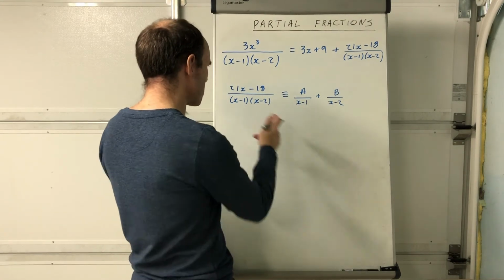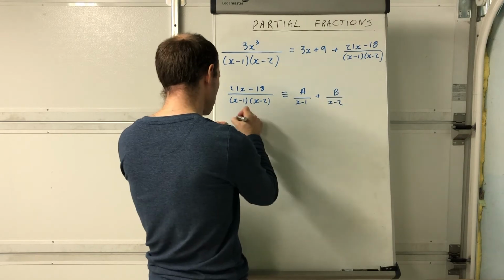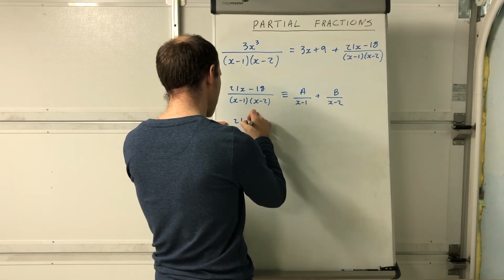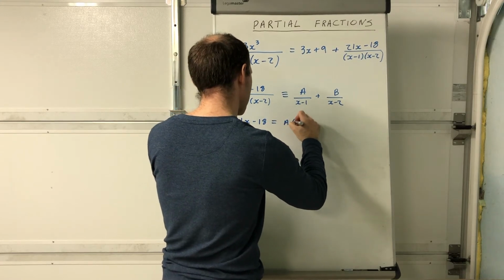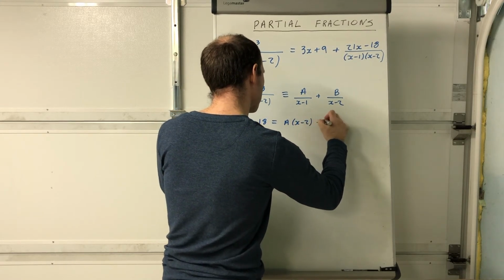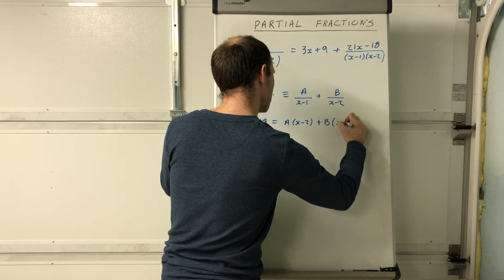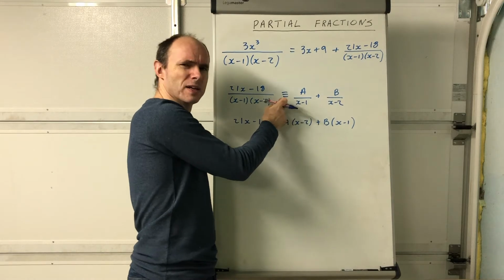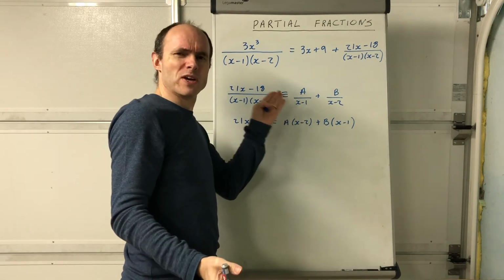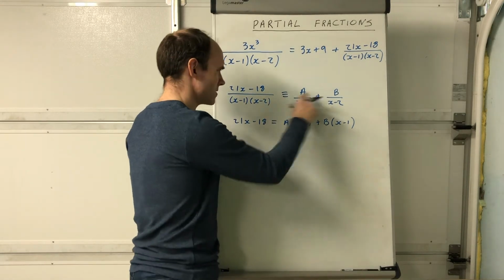So what we're going to do, multiply both sides by x minus 1, x minus 2. So on the left we'll have 21x minus 18. On the right we'll have a x minus 2 plus b x minus 1. This is looking like a really easy one, isn't it? Because this is probably one, a bit like one of the really early ones in the unit. Okay, it's a simple one.